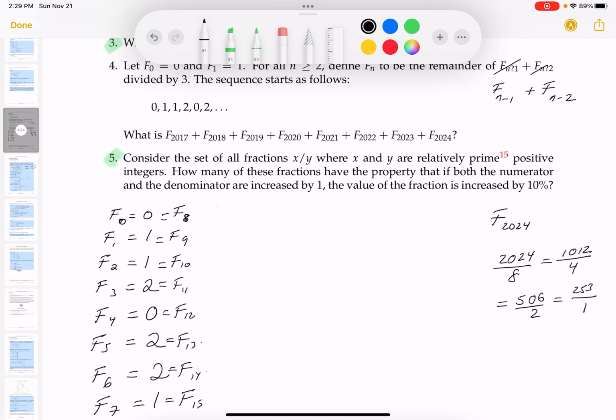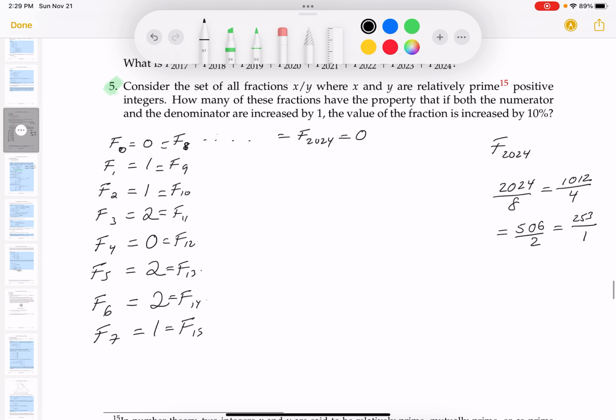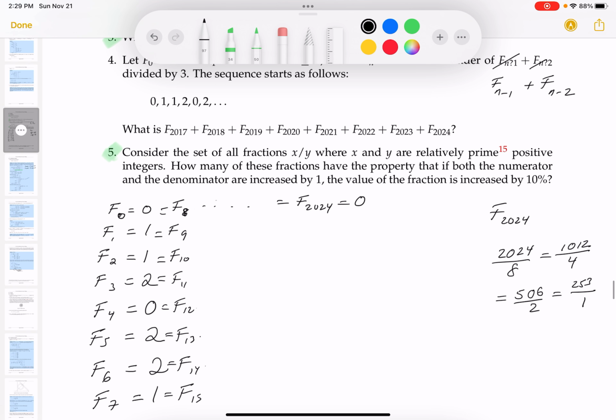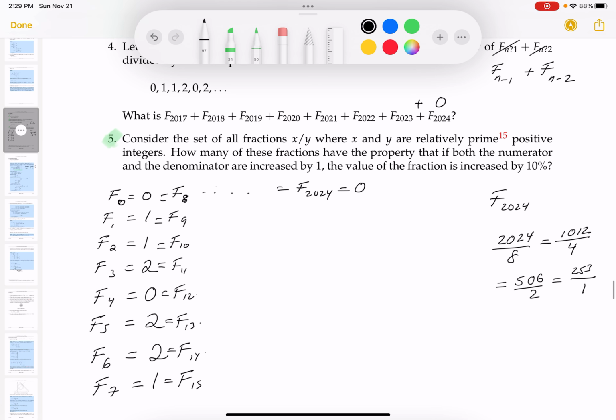That's not bad. So I know if I follow this sequence along, I'll eventually get to F2024, and that would be 0. You get the idea? But I've got to go backwards. And why is that? I'm here, and then I've got to go before 0. Well, what's before 0? The 1. What's before the 1? A 2. What's before the 2? A 2. And then a 0, right?